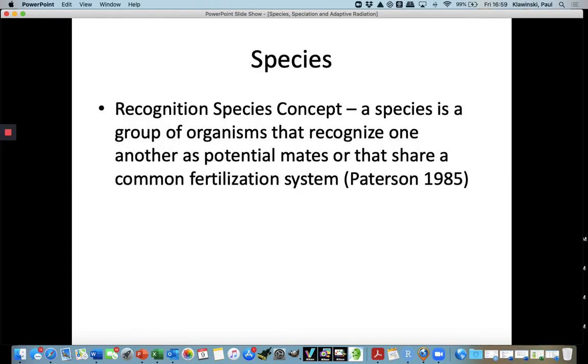Then there's the recognition species concept, and this is kind of useful in some ways. A species is a group of organisms that recognize one another as potential mates or that share a common fertilization system. And in this case, those gray tree frogs could be recognized through the recognition species concept, because when a Hyla chrysoscelis calls, a female Hyla versicolor knows that that is not their species call, so they can recognize themselves as different from one another and not mate.